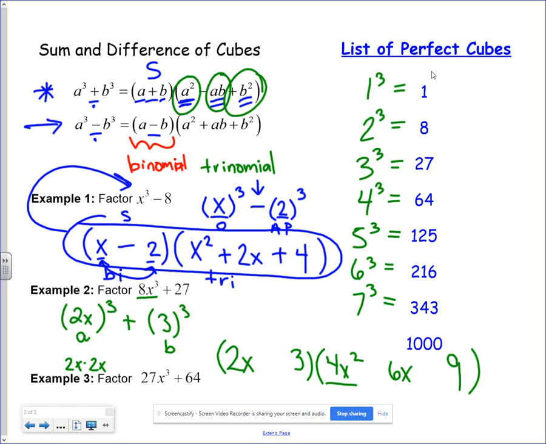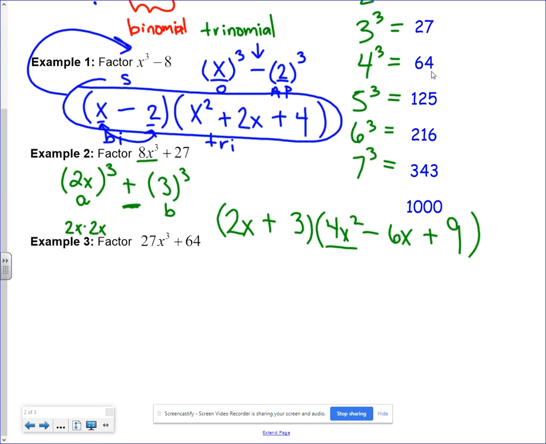And now we can use the word SOAP to fill in our signs. We got a plus sign, so SOAP means the same, opposite, always positive. So there's how it factors. That's the quantity 2x plus 3 times the quantity 4x squared minus 6x plus 9. Alright, so let's do one last example here.